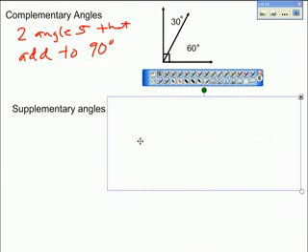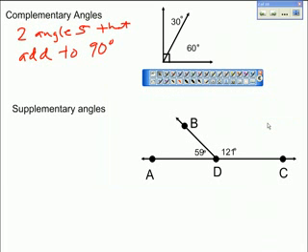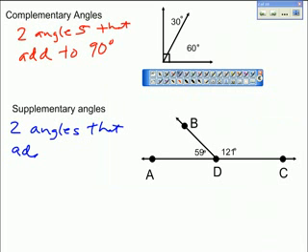The next one, supplementary, very similar. It's once again two angles, but in this case they add to 180 degrees. So supplementary, two angles that add to 180 degrees. So complementary add to 90, supplementary add to 180.